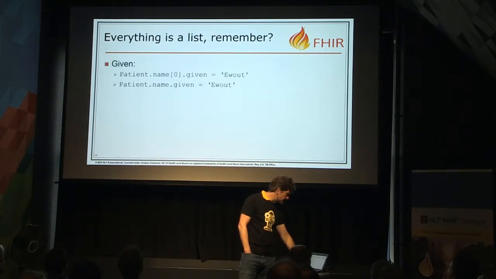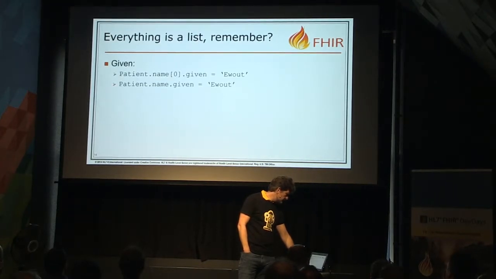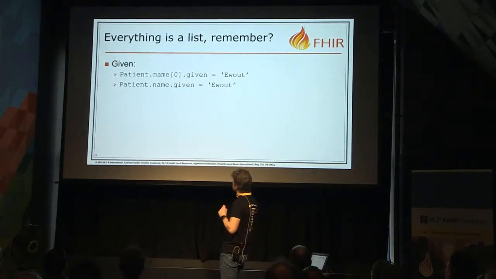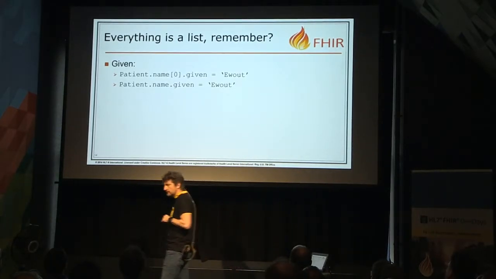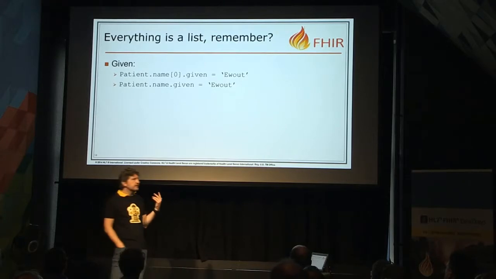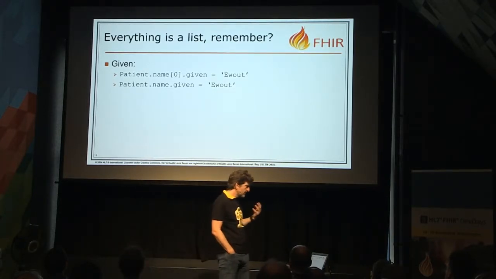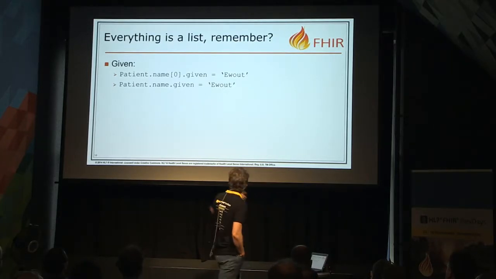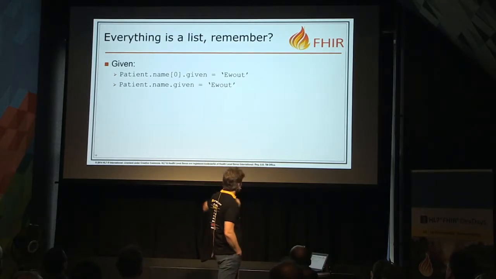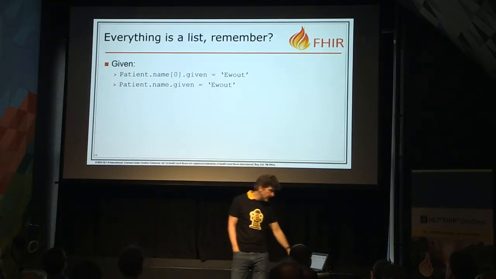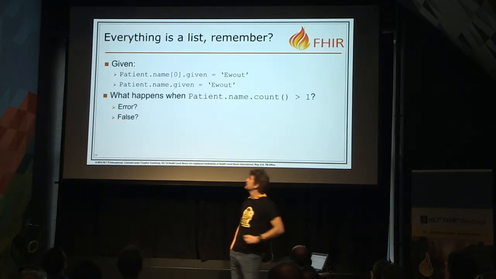Everything is a list. Yeah, I told you so. Good. So that's interesting, because name.given repeats. So that's a list, and I'm comparing it to a constant, Ewout. And that one is even worse. Name could repeat. So we could have lots of givens, and I'm comparing it to that. What would happen here?